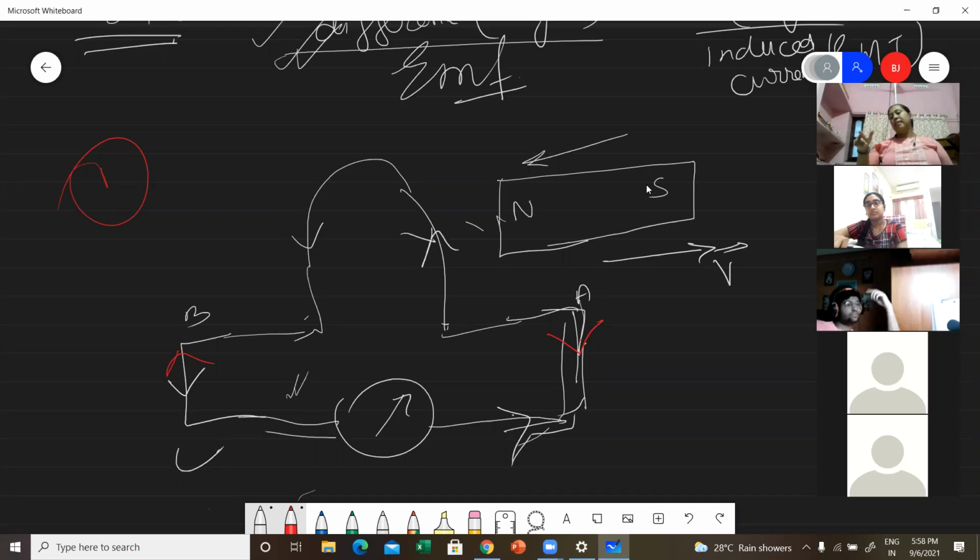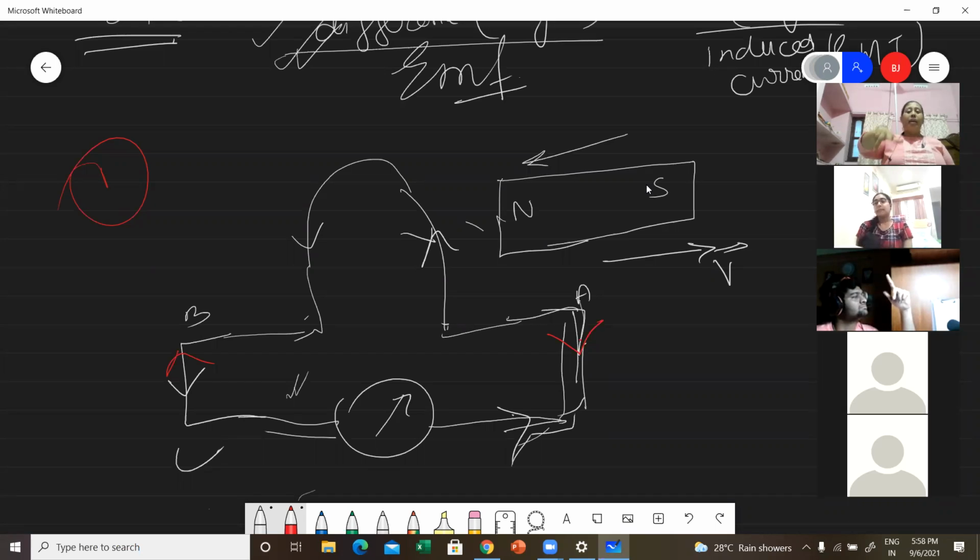Fleming's right hand rule says that if this is my velocity, this one will be the magnetic field and this one will be my current. So if my velocity is going this way, the magnetic field will go inside, and my current will go downward. That is written.